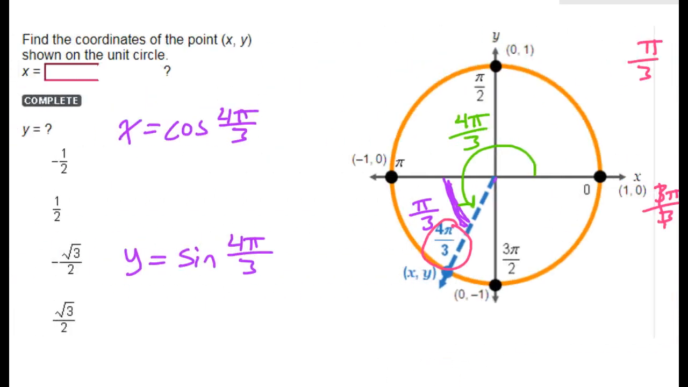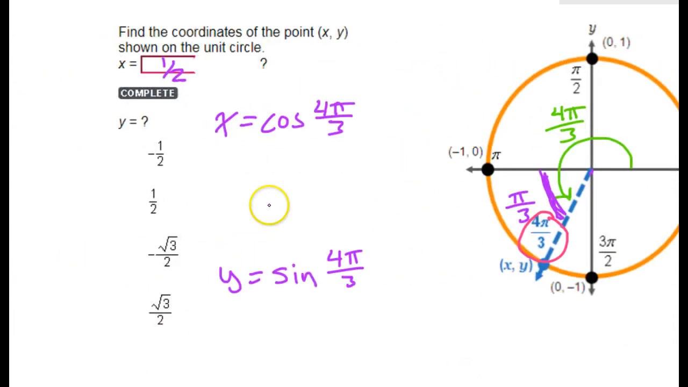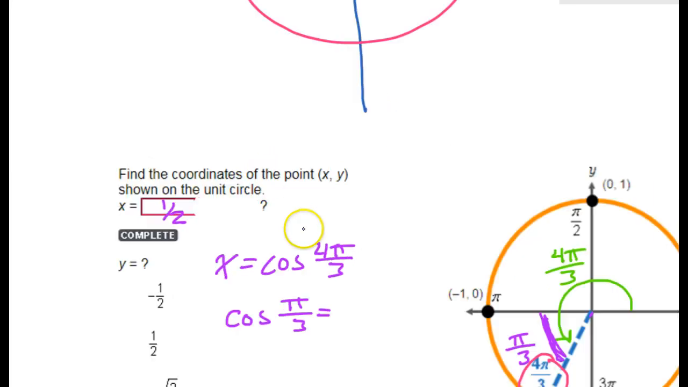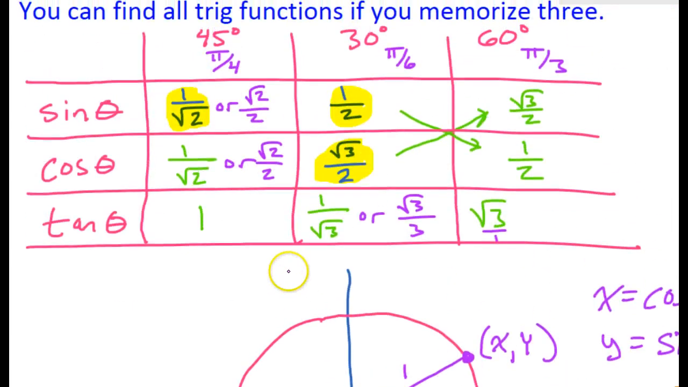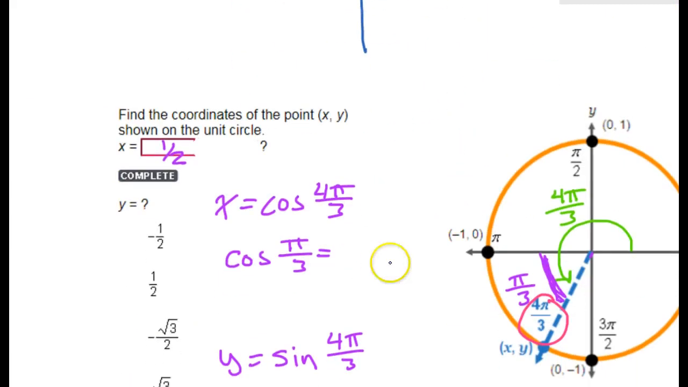Okay, so coming back to this, you see the cosine of any angle is going to be the same thing as the cosine of the reference angle, except for one small detail. Maybe it has to be negative. That's the only thing that we have to worry about. So what is the cosine of pi over 3? Well, we've memorized that. The cosine of pi over 3 is 1/2. It's right there on our handy dandy chart.